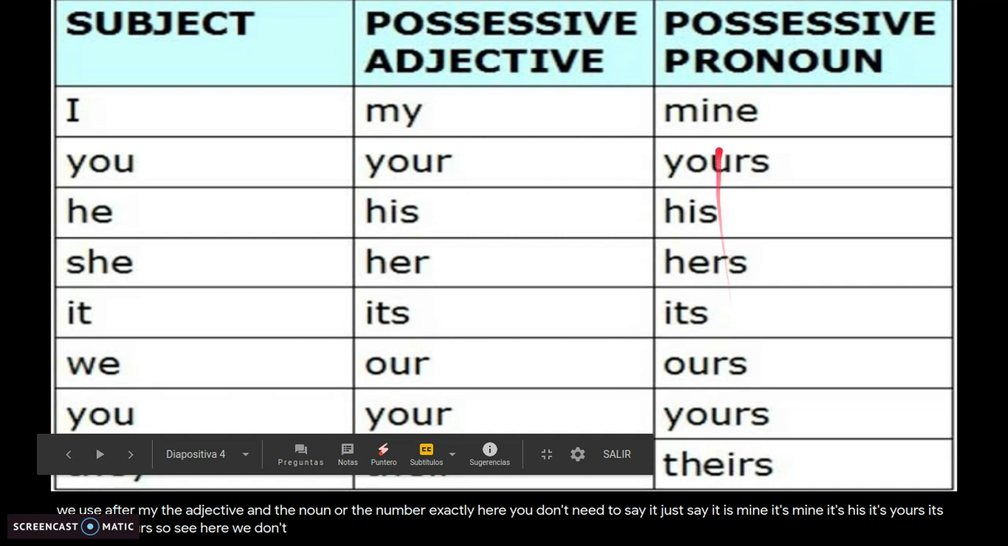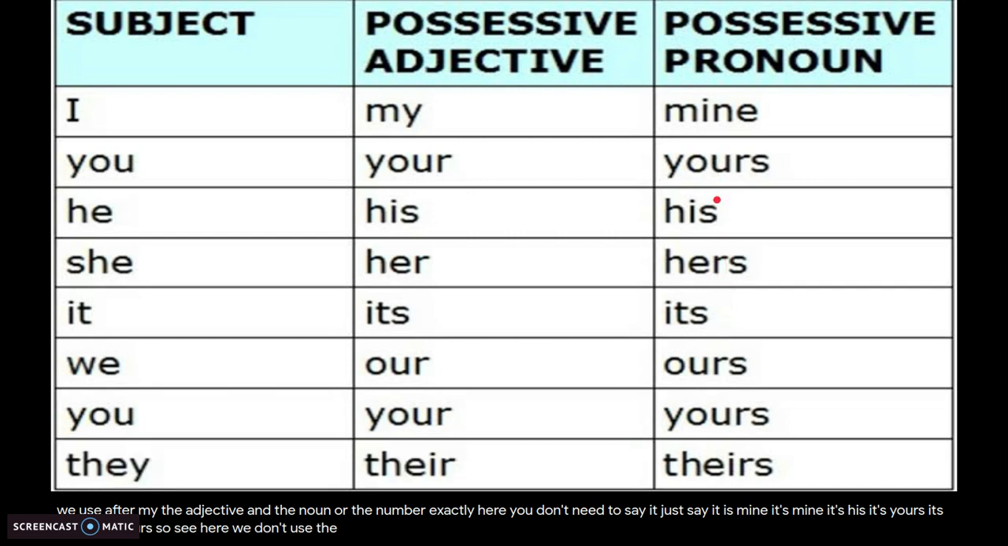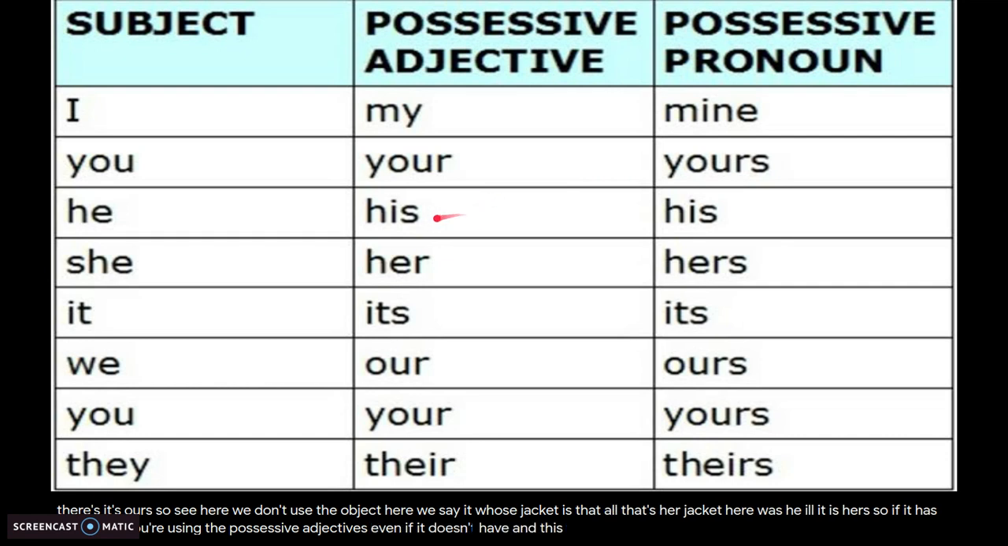So here we don't use the object. Here we say it. Whose jacket is that? Oh, that's her jacket. Oh, it is hers. So if it has the object, you're using the possessive adjective. Even if it doesn't have, in this case, the object, we use this side, the possessive pronoun.